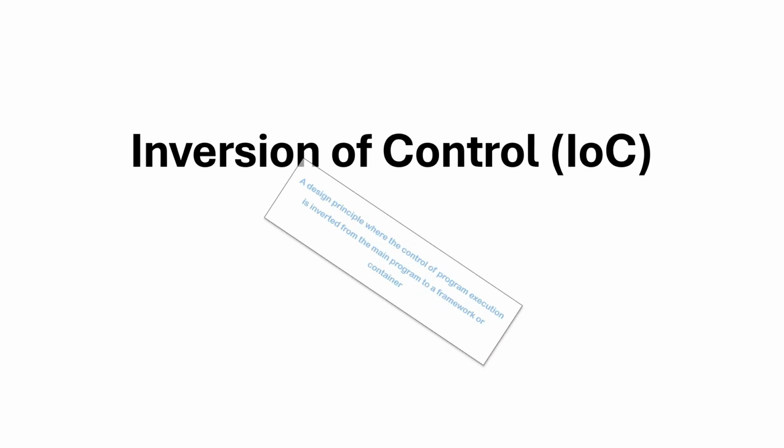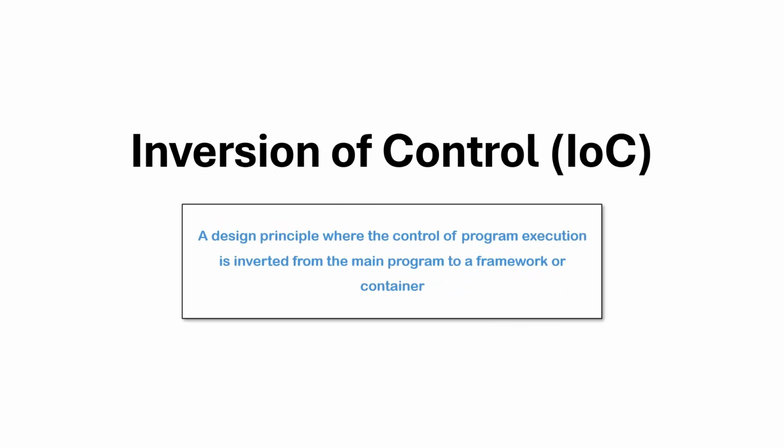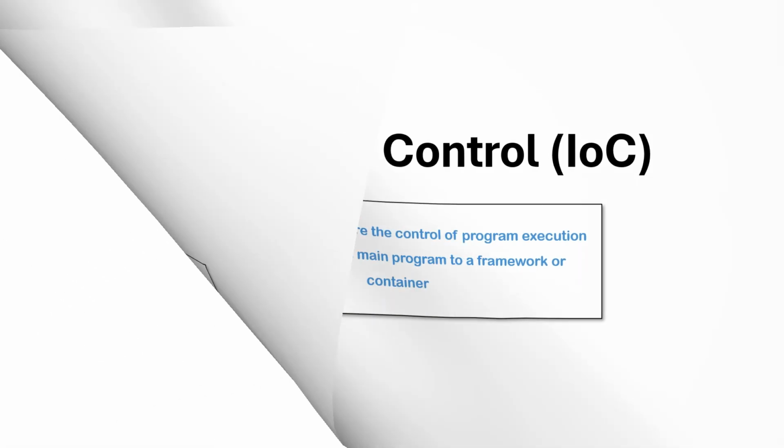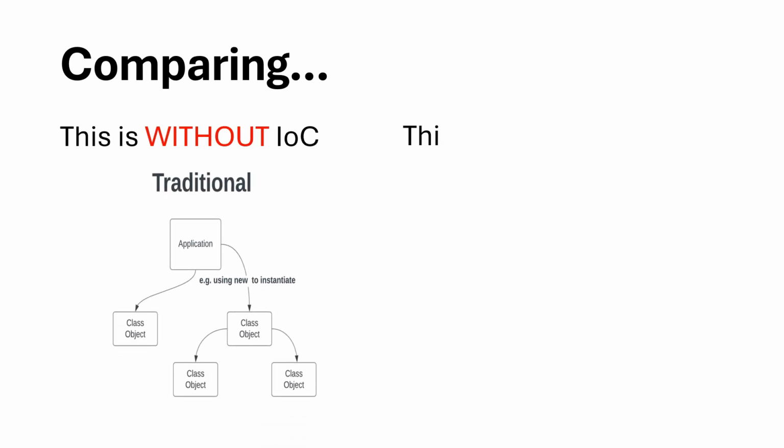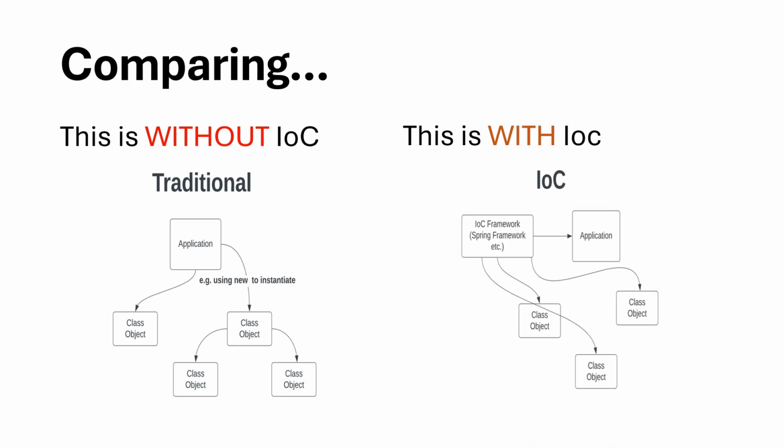IOC is a design principle where the control of program execution is inverted from the main program to a framework or container, such as Spring framework. In traditional programming, the main program controls the flow by creating and managing objects. However, in IOC, the control is given to an external entity, which manages the creation and lifecycle of objects.